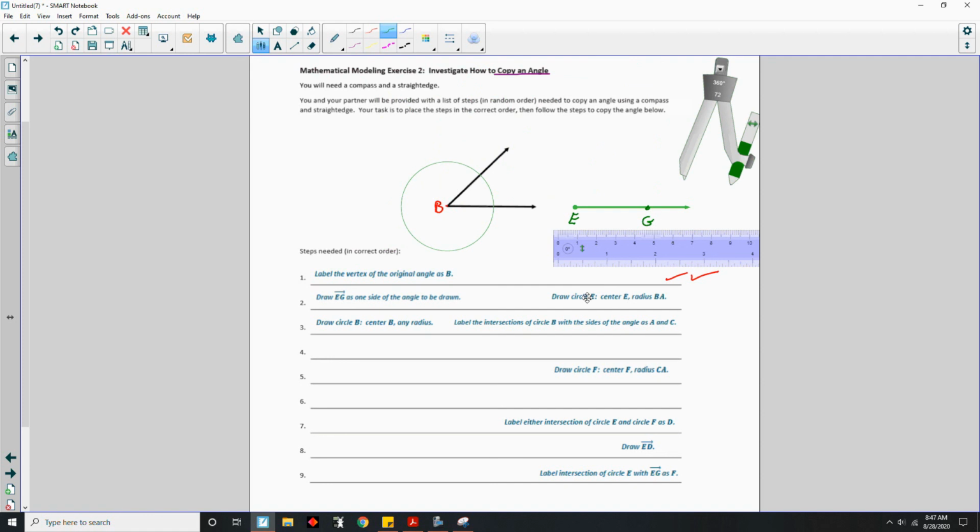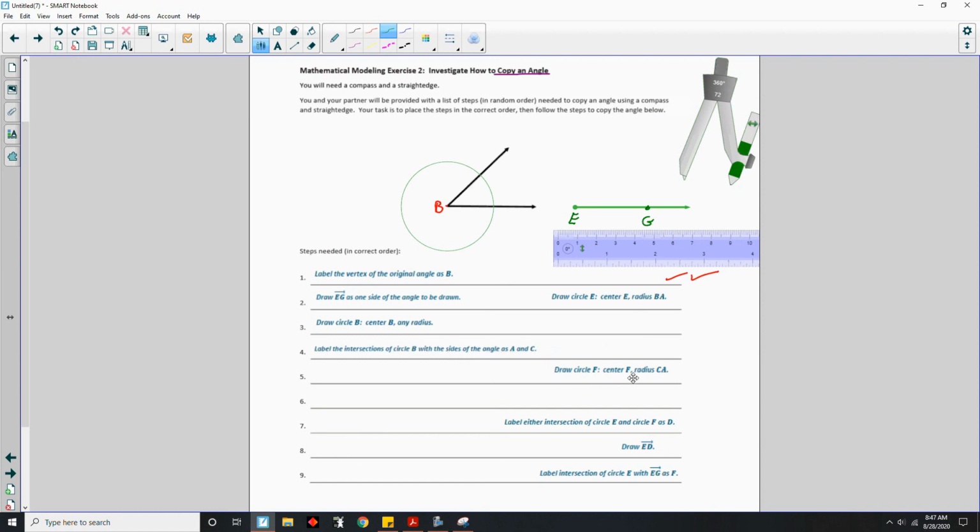Okay, so there's my circle. Center B, any radius. That was easy. Draw circle E, center E, radius BA. Well, I don't have a radius BA yet, so I can't do that. Label intersections of circle B with the sides of the angle as A and C. Okay, I can do that. Oh, so that's a possibility.